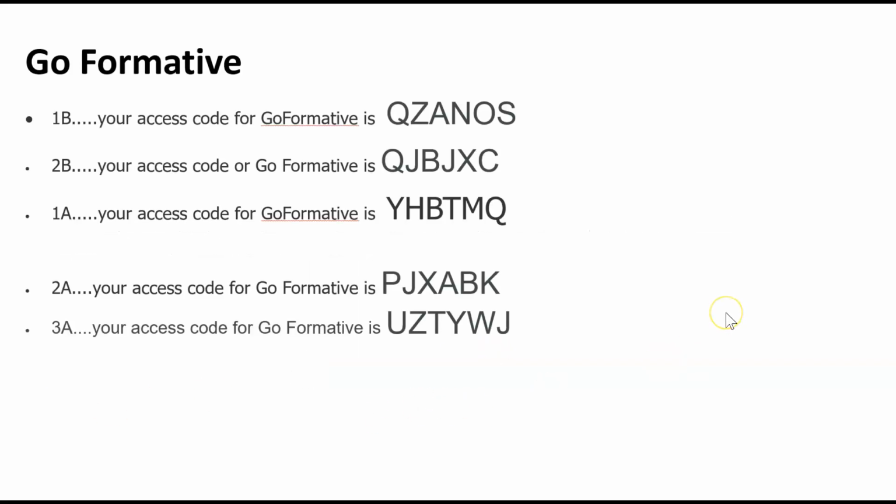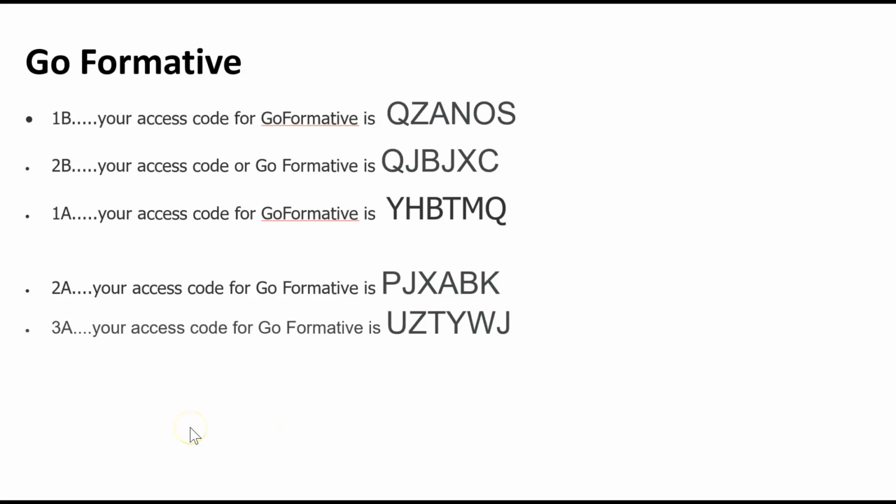Go Formative, here you go. The website is goformative.com. Here are your access codes for the different classes. It's very easy to set up. Just use your Cherry Creek email when you do that. And when you're prompted for the name, make sure to put your first and your last name so I can give you credit. All right.